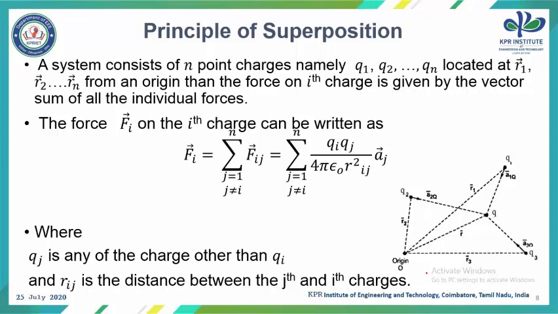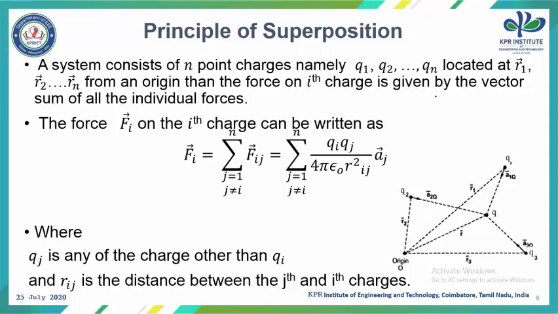Suppose you have more than two charges, then how do we solve this problem? In such a case, we introduce a concept called the principle of superposition. Here we have n number of charges. The charges may be marked as Q1, Q2, Q3 up to Qn, and the distances between the charges and the origin point are R1, R2, R3 up to Rn.